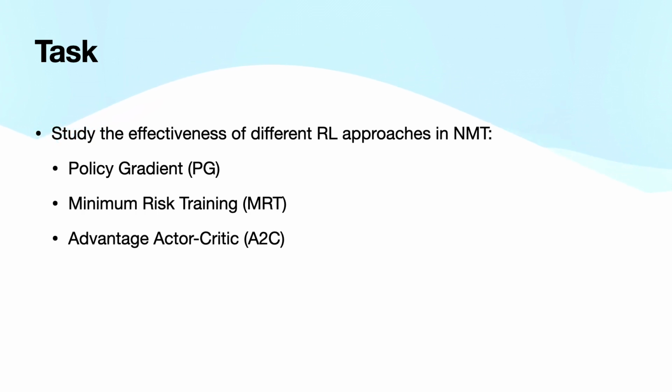The main idea behind minimum risk training is to use evaluation metrics such as BLEU score as the loss function and directly optimize a model on it. In this approach, instead of maximizing the expected reward, we aim to minimize the expected risk of the model.